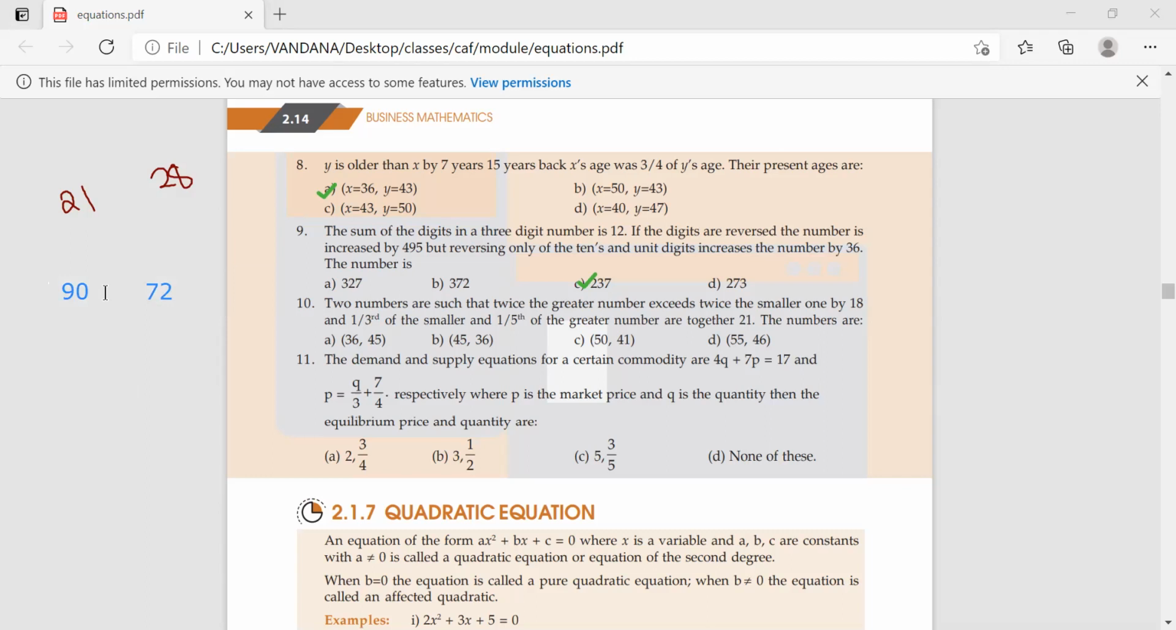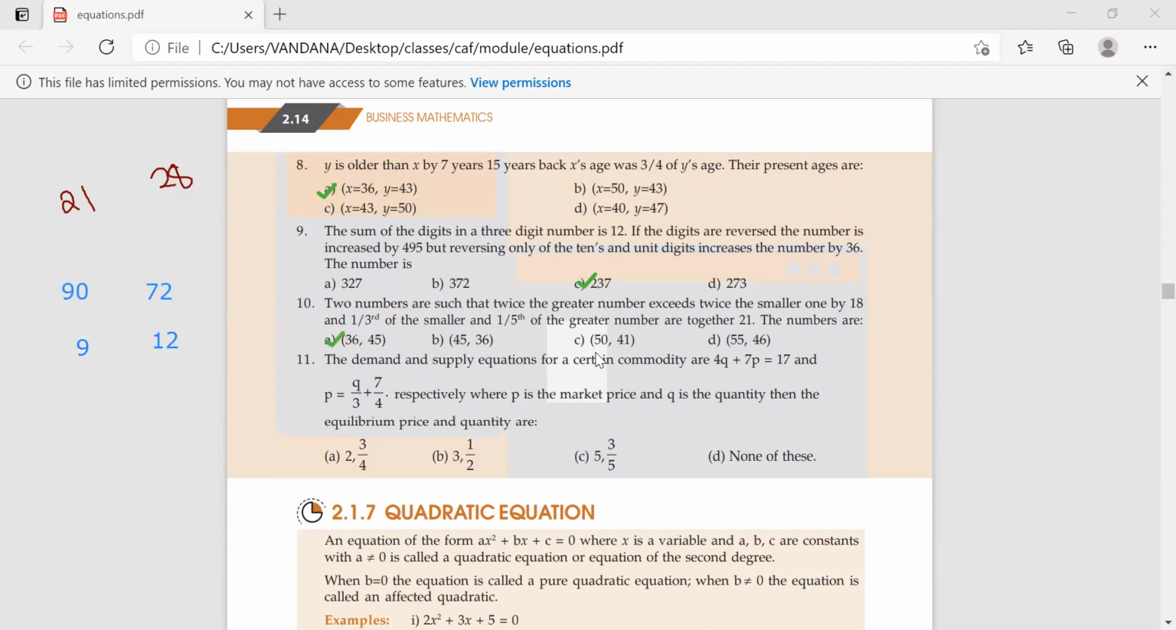1/3 of the smaller number. 36 का 1/3 आएगा 12. And 1/5 of the greater number. 45 चा 1/5 आला 9. आणि या दोघांची ऍडिशन 21 आहे का? हो. So you have got your answer, 36 and 45.